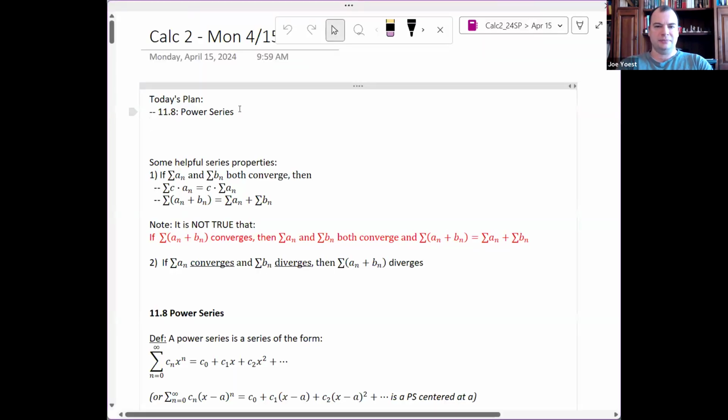All right, so no quote of the day today. We're just going to jump right into it. The plan for today is to cover 11.8 power series and possibly start into 11.9 on representing functions as power series.